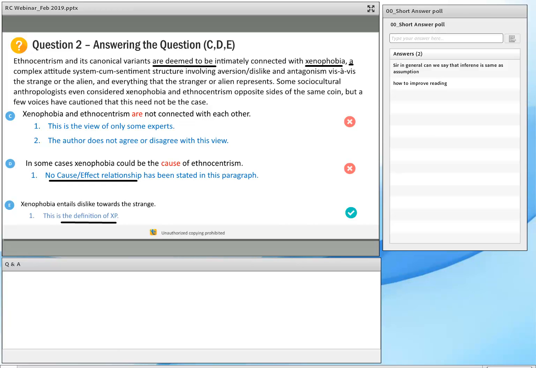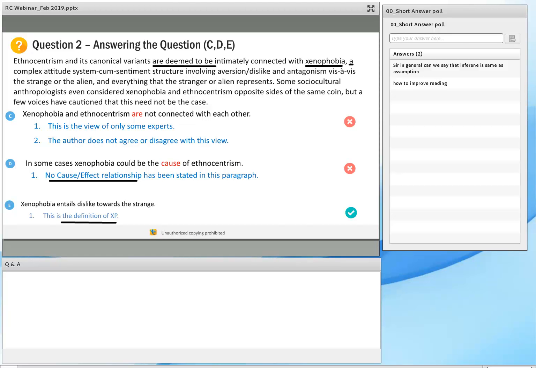It says, can we say that inference is the same as assumption? Actually, inference is in some ways similar, but it is completely different from assumption. Inference is what's definitely true given the information that's provided to you. An assumption is something that has to be true to make the claim that you made based on the information provided to you. I understand where you're coming from because both of them have a must-be-true component to them, but they're very distinct in that regard.